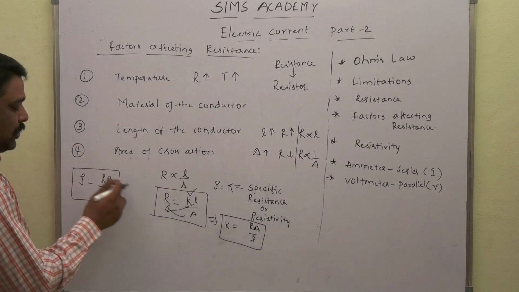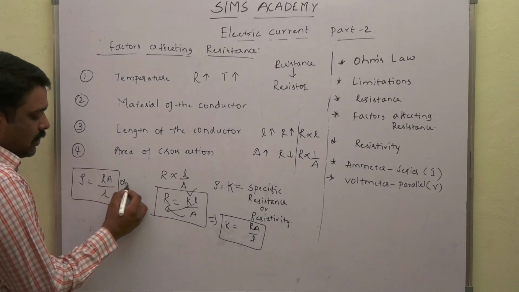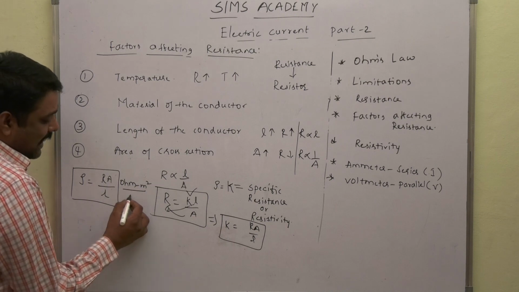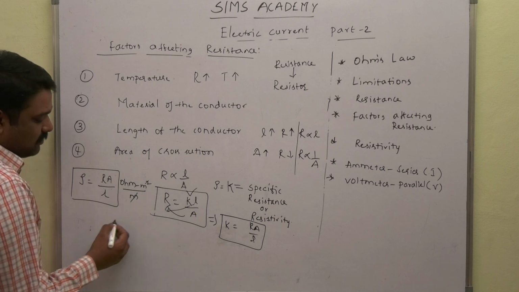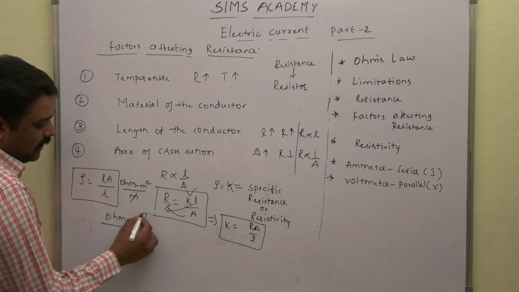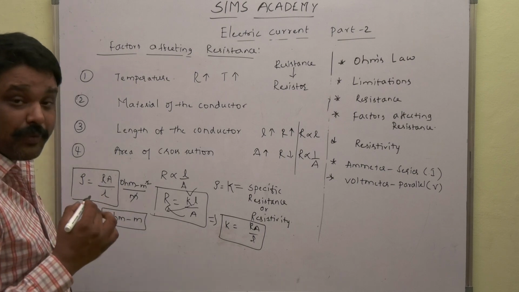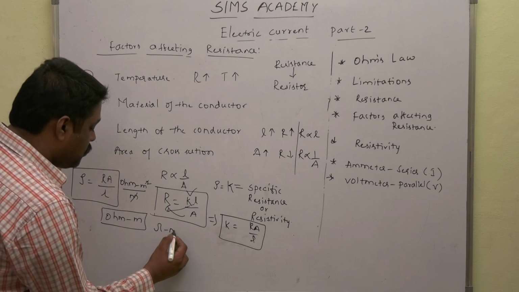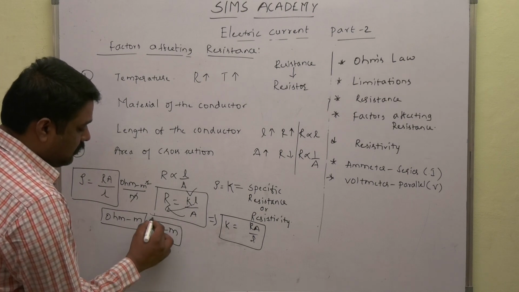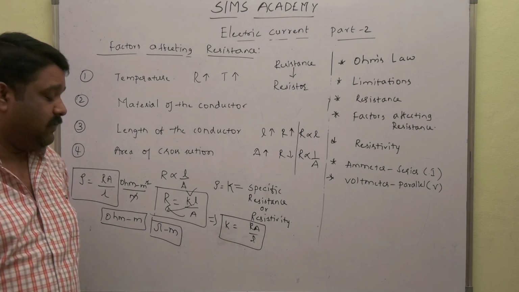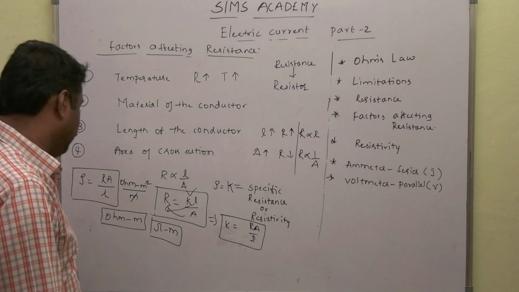Now, what are the units for that? R in ohms, area in meter square, length in meter. If I cancel, we get the units as ohm meter, or in symbols, ohm-meter. These are the units for specific resistance or resistivity.